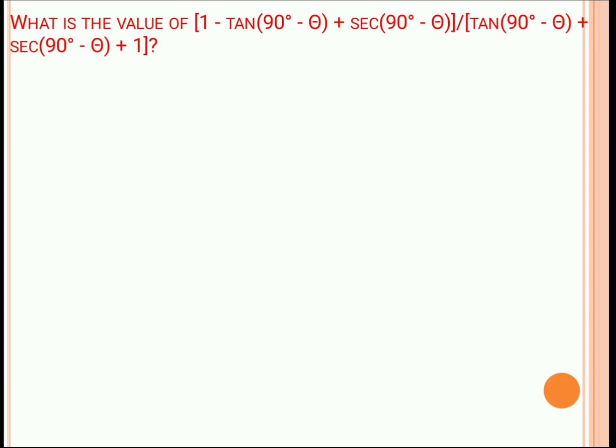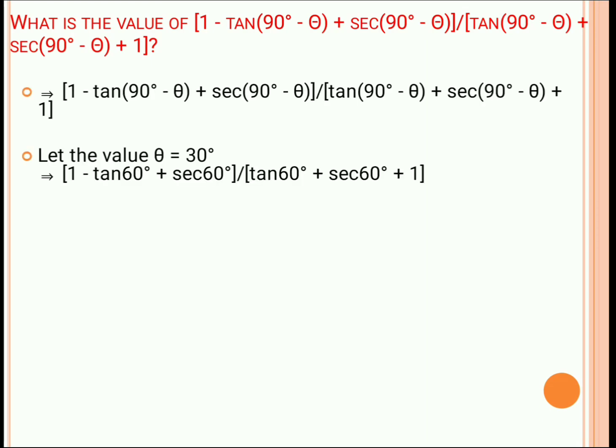In this case we will follow the first approach, and let's assume the value of theta equal to 30. This value of theta could be anything. Here I have assumed theta is 30. So the given expression becomes (1 minus tan 60 plus sec 60) upon (tan 60 plus sec 60 plus 1). Now the logical way to guess the value of theta is to take it from the standard angles like 0, 30, 45, 60 and 90. So 30 is a standard angle, so I have taken theta as 30 degrees.